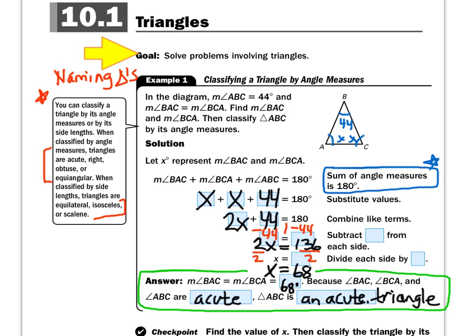And something that's really, really important, and you probably remember, is that all three angles of a triangle always have to add to 180. That's the sum of the angles, or the angle sum property.